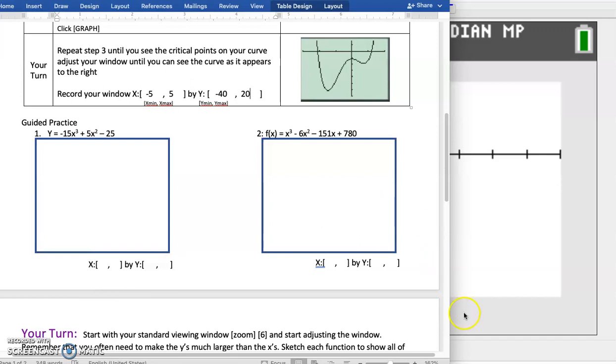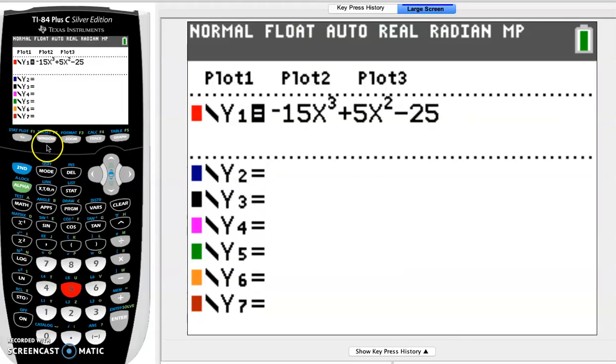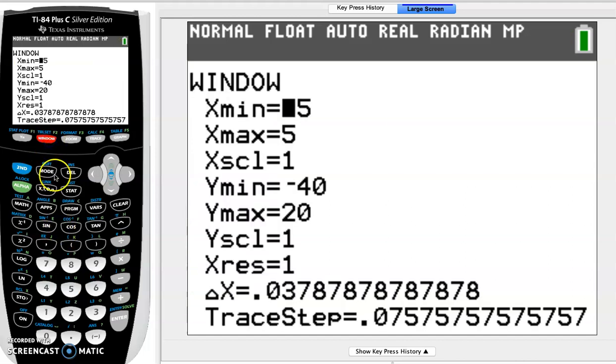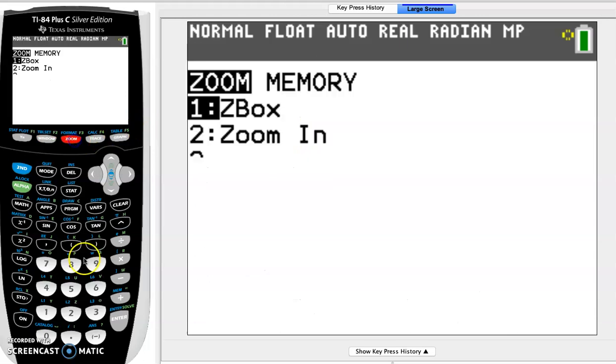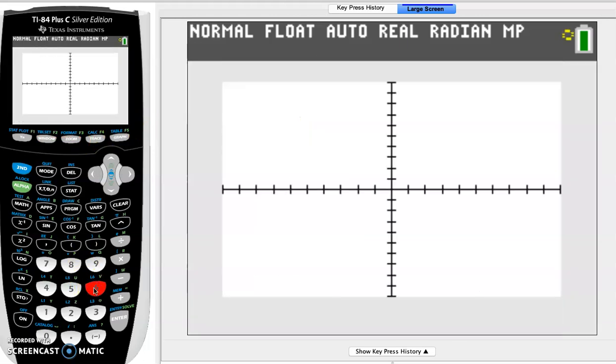All right, so we're going to do 2 more for guided practice here. So pause and enter this function into your calculator. I've entered the first one in using guided practice here, and I'm going to just get it back to my standard viewing window, -10 to 10, zoom 6 is the fast way to do that. And let's see what I'm looking at.